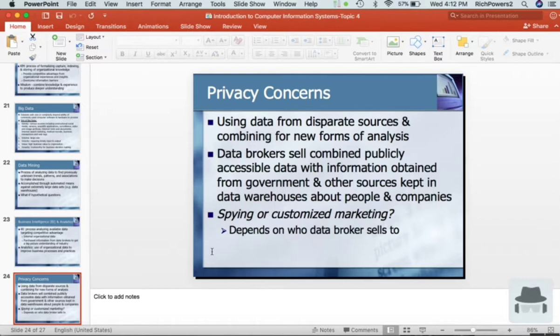One of the biggest things in dealing with this, one of the interesting byproducts, is privacy concerns. You can do some very interesting things with data, and some people call it spying, some people call it customized marketing. One person's customized marketing is also one person's spying. So the amount of data that's out there and the ability to do stuff with it has raised a whole bunch of new concerns.